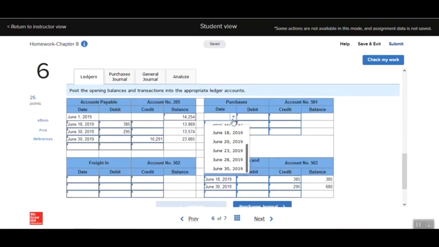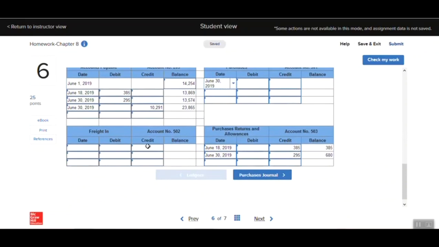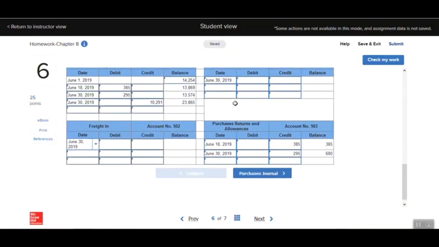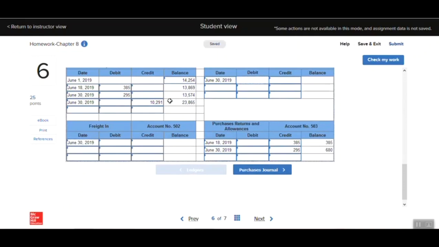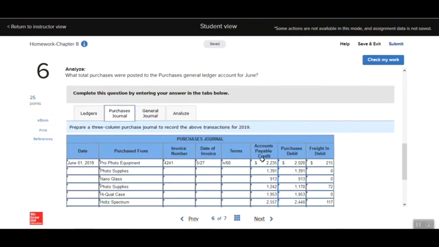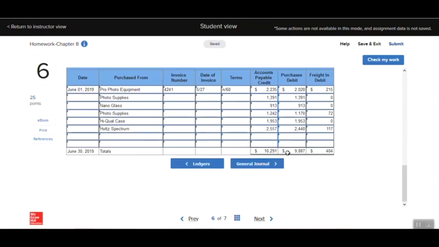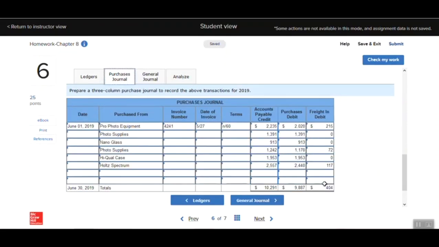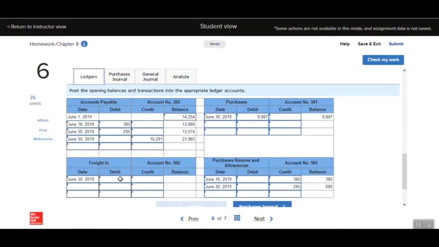And then we had a purchases column that we were going to post for the end of the month, and a freight in column that we're also posting for the end of the month. So let's go over and grab those amounts. A purchase debit, $9,887. And a freight in debit of $404.